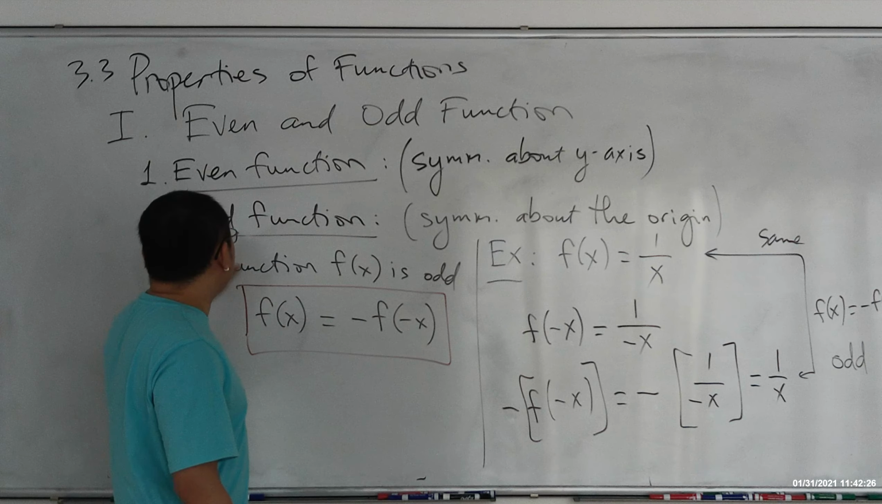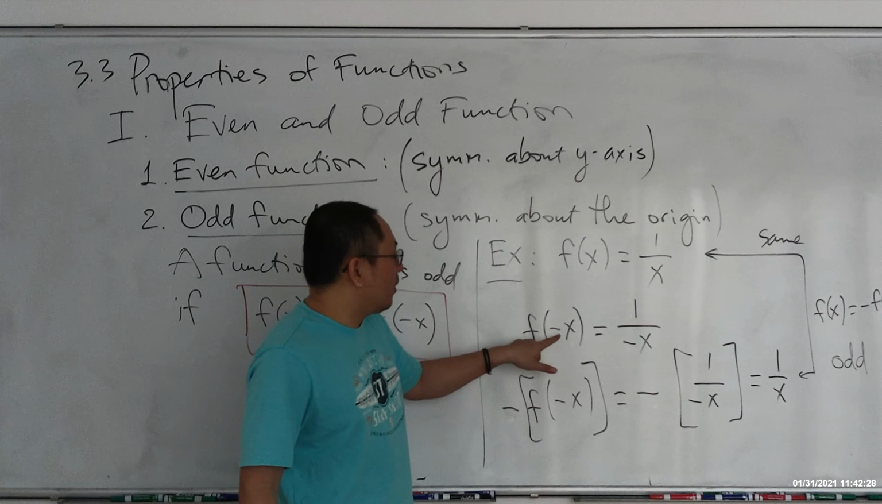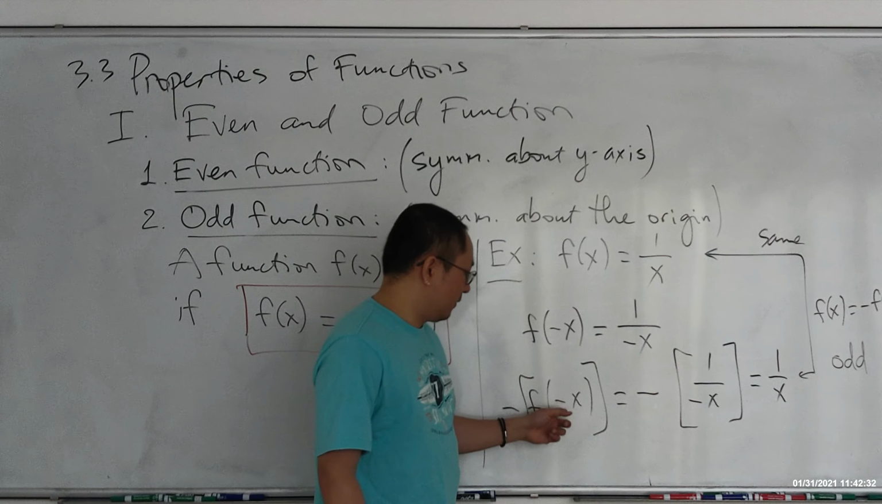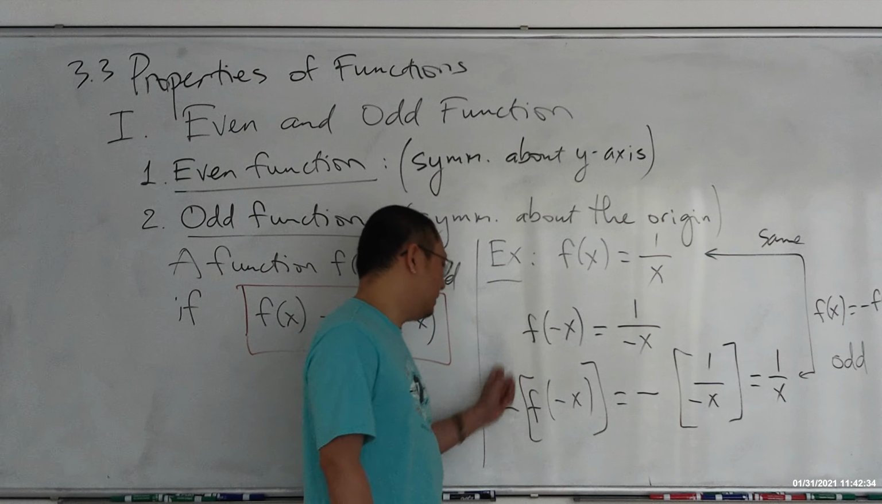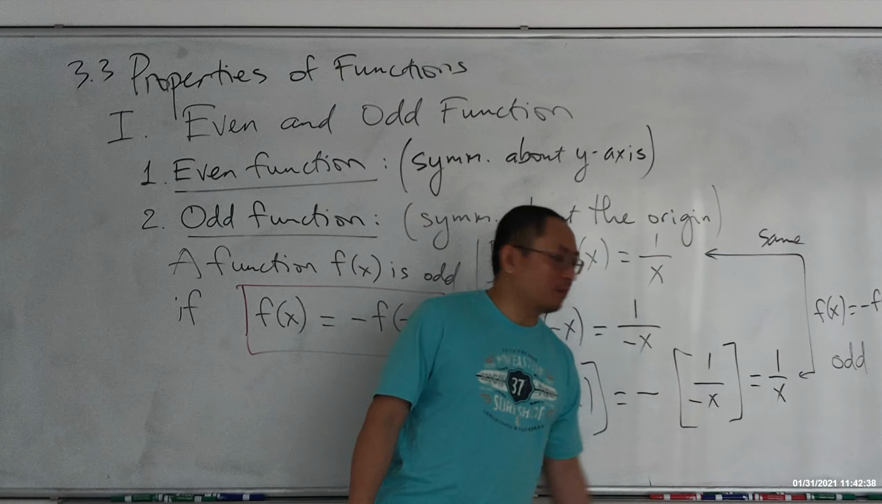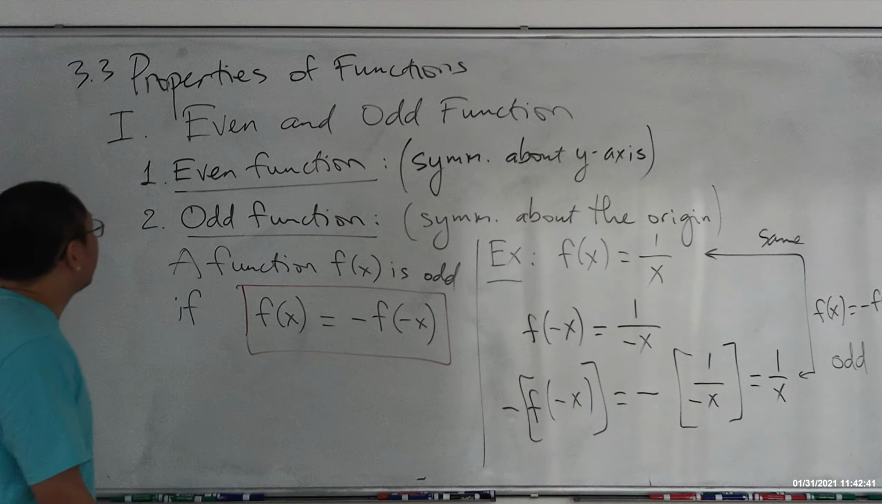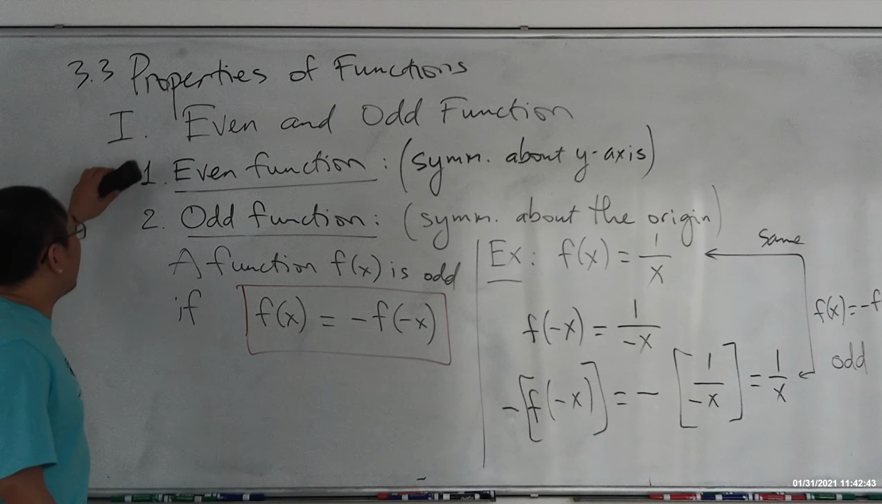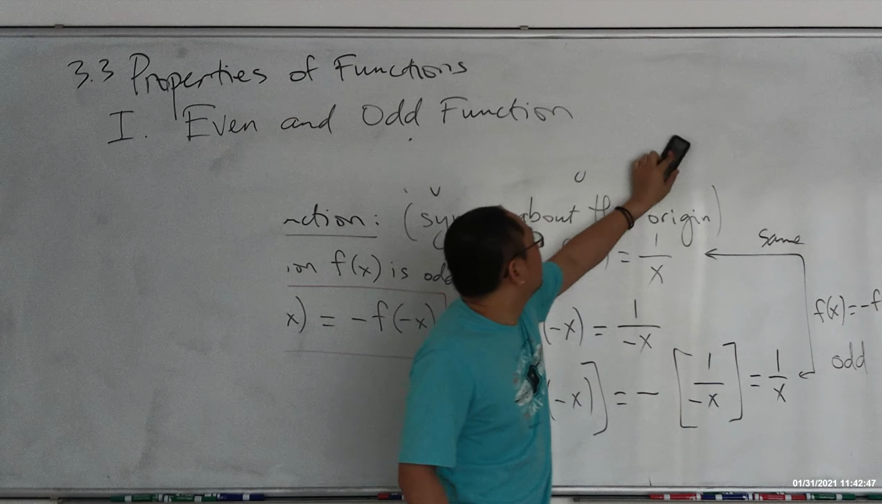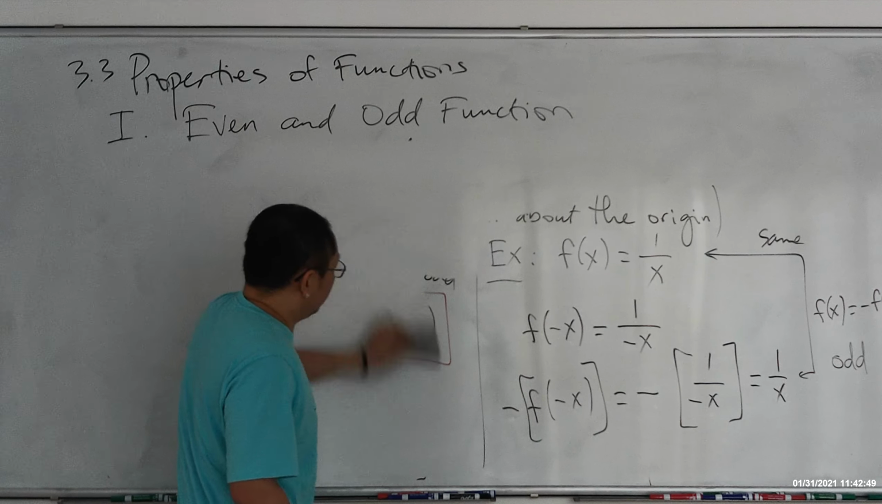So for testing for an even function, you need to do one step: replace x by negative x. For an odd function, you have to do both. Replace x by negative x first, then put a minus sign in front of the entire function and simplify. Okay, that was everything about even and odd functions for now. Let me move on to the second item on 3.3.